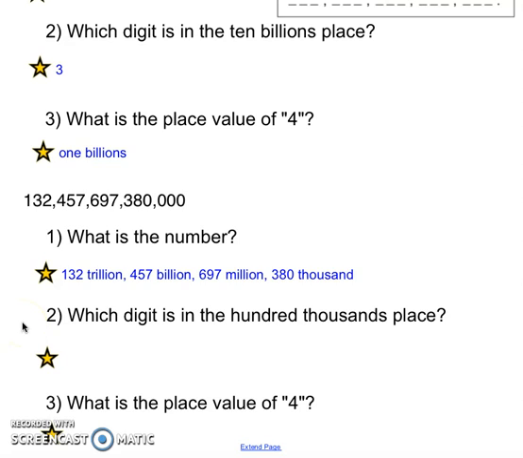Tell me what digit is in the hundred thousands place. All right, you should be looking at the 3, so thousands place is right here, hundred thousands right here. And then where is the 4? What's the place value? All right, so we're looking at the 100 billions. This is the 1 billions. This is the millions, thousands. So 4 is going to be in your 100 billions spot. All right, so that's how you name numbers.